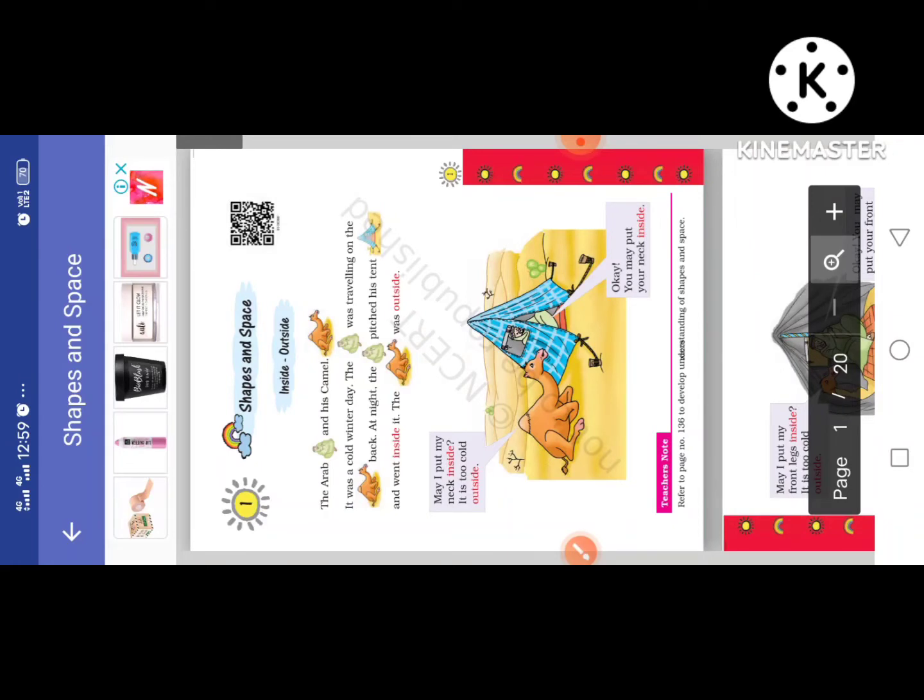The camel asked, can I put my neck inside? It is so cold outside. Can I put my neck inside, sir? So the man said, okay, you may put your neck inside.